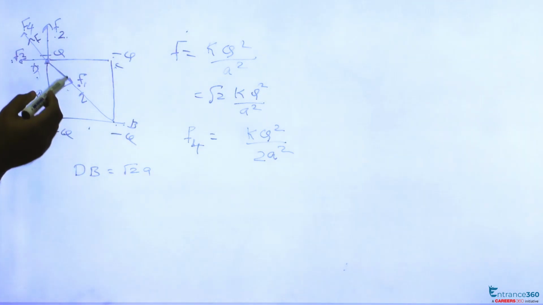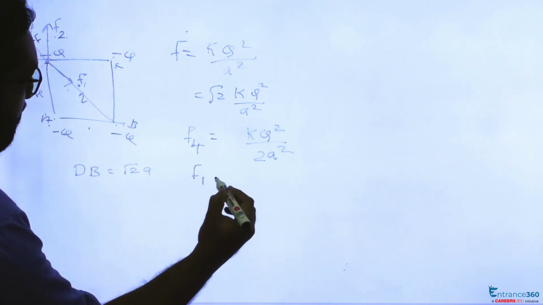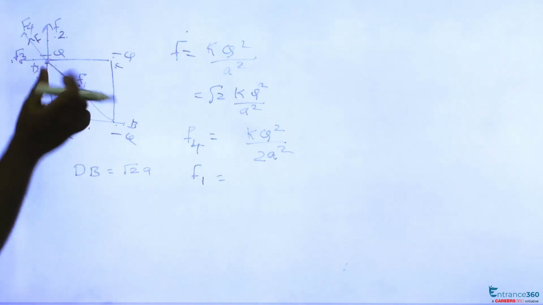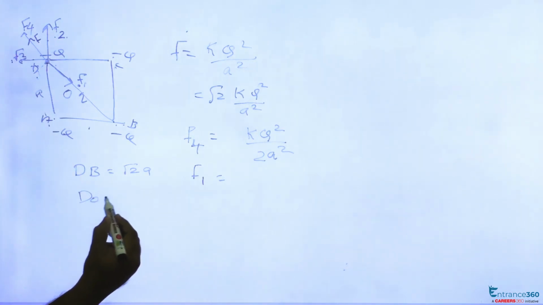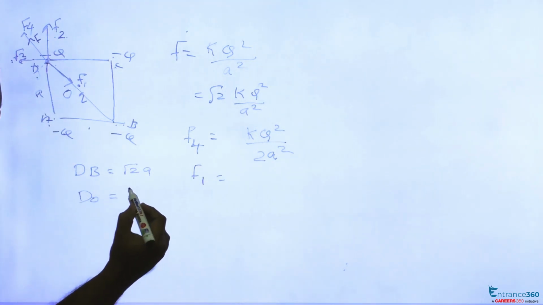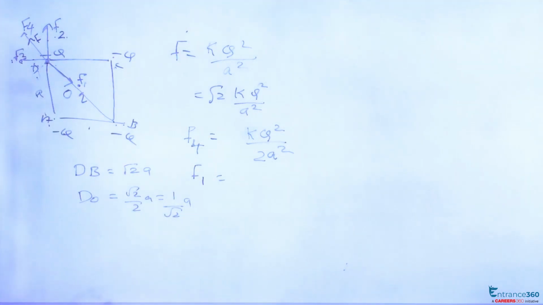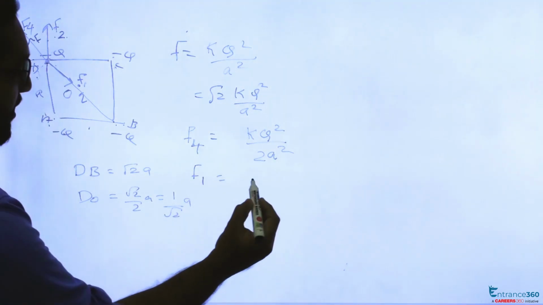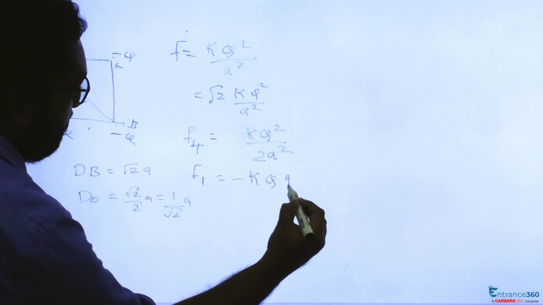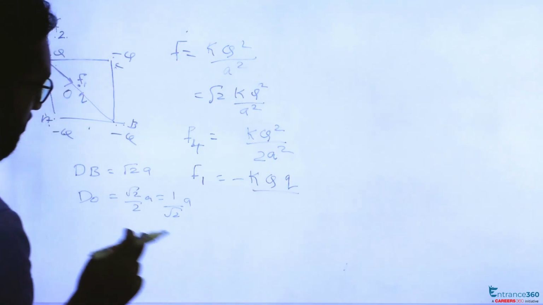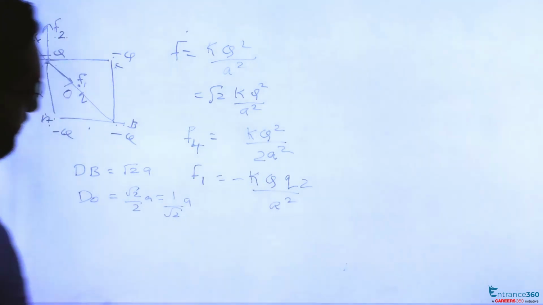Similarly, one more charge is there. See, this small q, and the force is acting like this, which is represented by F1. So F1 equals, this distance will be half of the total distance. Let's say this point is O, then distance DO equals half of root 2 A, that is root 2 by 2 A, which is equal to 1 by root 2 A. So the force will be K into minus Q and plus small q divided by 1 by root 2 A whole square, so it will be 2A square.